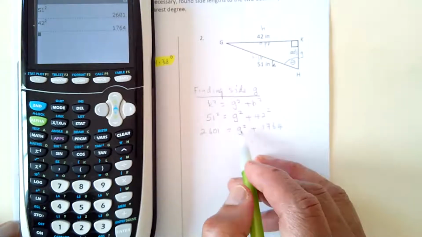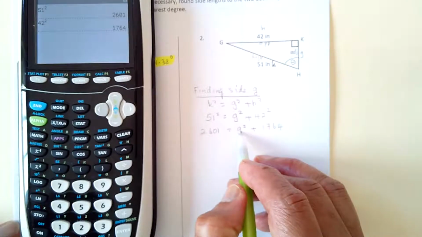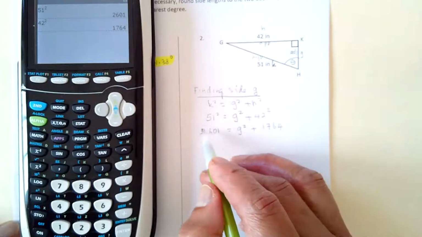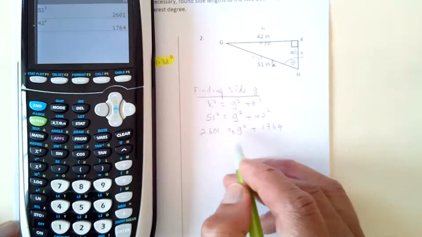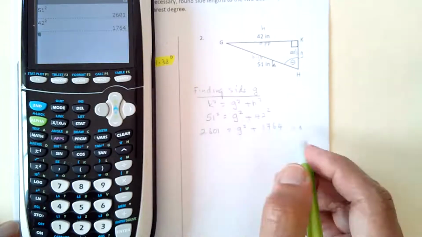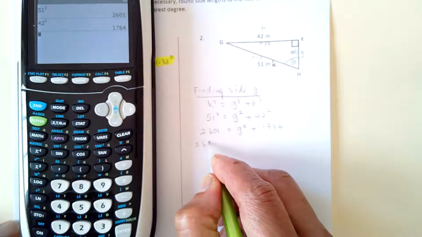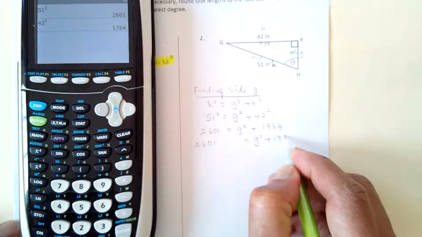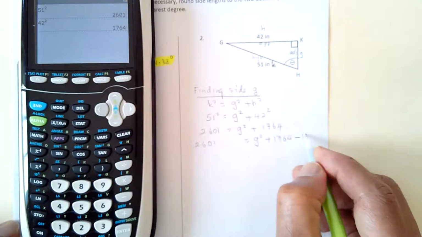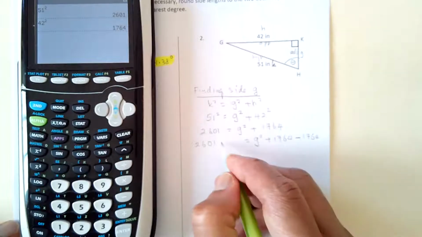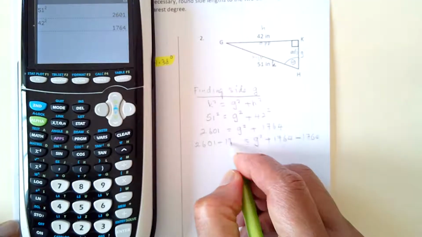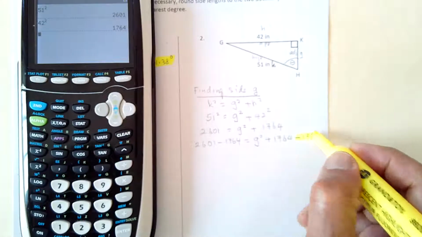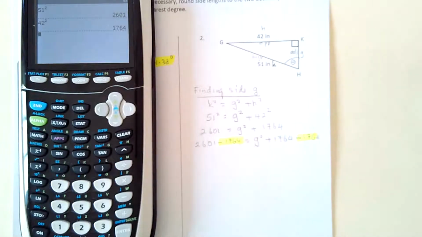Now we need to isolate the g squared. So we'll take the 1764 that's on the right and move it over to the left. The logic behind this: 2601 is equal to g squared plus 1764. I'll subtract it from the right, and I must also do exactly that on the left, 1764. So by subtracting it, I must do exactly what I've done on the right side on the left side.